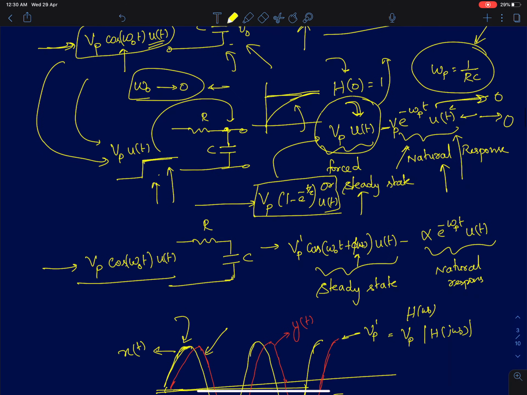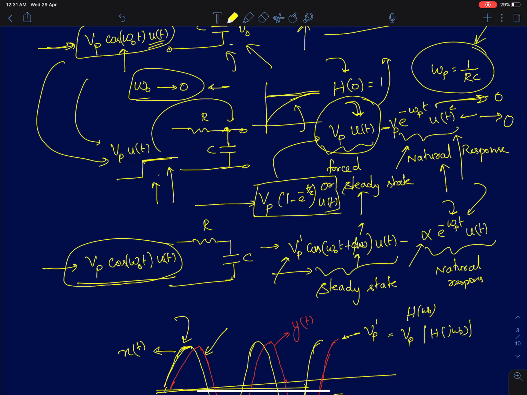So extending this result, I am now going to apply it for a sinusoid as well. Here the input is Vp cos omega naught t. In that case, I'll have a steady state or forced response, which will be estimated using our frequency response analysis: the peak amplitude Vp dash is given by Vp into mod of h of omega naught. And the phase again is determined from the phase of the frequency response. In addition to that, there will also be a natural response term. That will be determined by the poles. Here alpha is a constant.